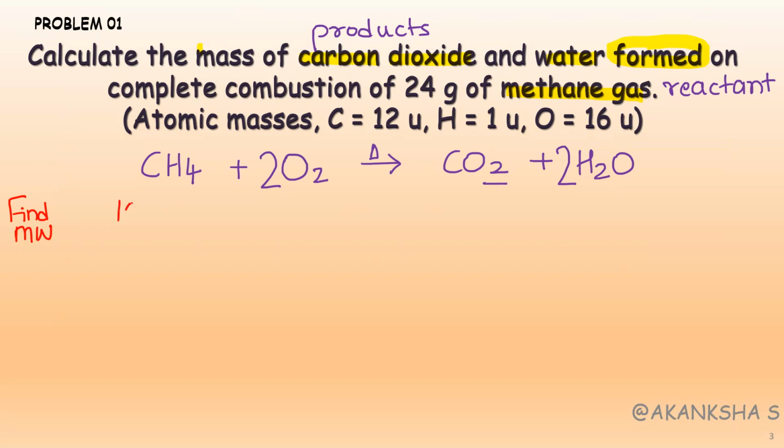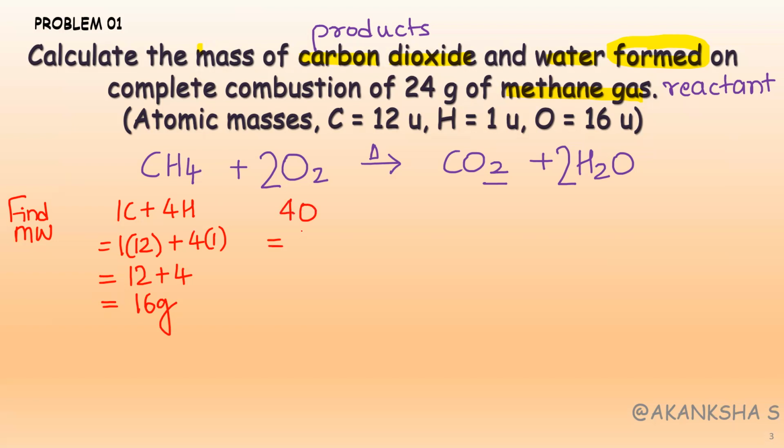So we have 1 carbon plus 4 hydrogens. How do we calculate 1 carbon? Carbon's atomic mass is given as 12. 4 hydrogens, atomic mass as 1. 12 plus 4, you get your value to be 16 grams. Okay, so CH4 has a molecular weight of 16 grams. Let's see oxygen, 2 2s are 4. We need to calculate 4 oxygens, right? We know 4 into 16, that comes around 64 grams.